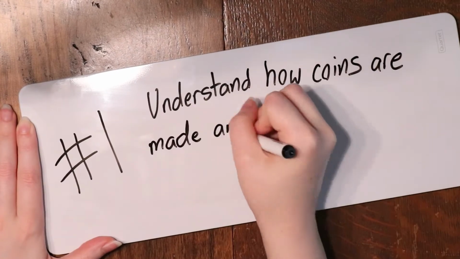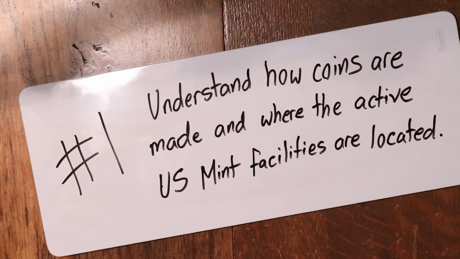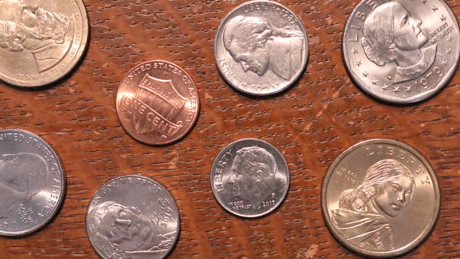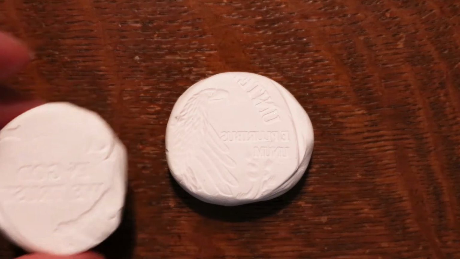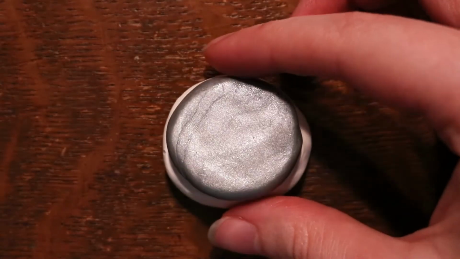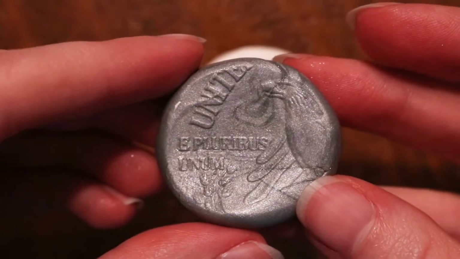Requirement 1. Understand how coins are made and where the active US Mint facilities are located. Modern US coins are struck. In other words, a blank metal circle is prepared, then placed between two dies, metal cylinders with the coin's design engraved in reverse. When struck with enough force, this transfers the design to the coin.